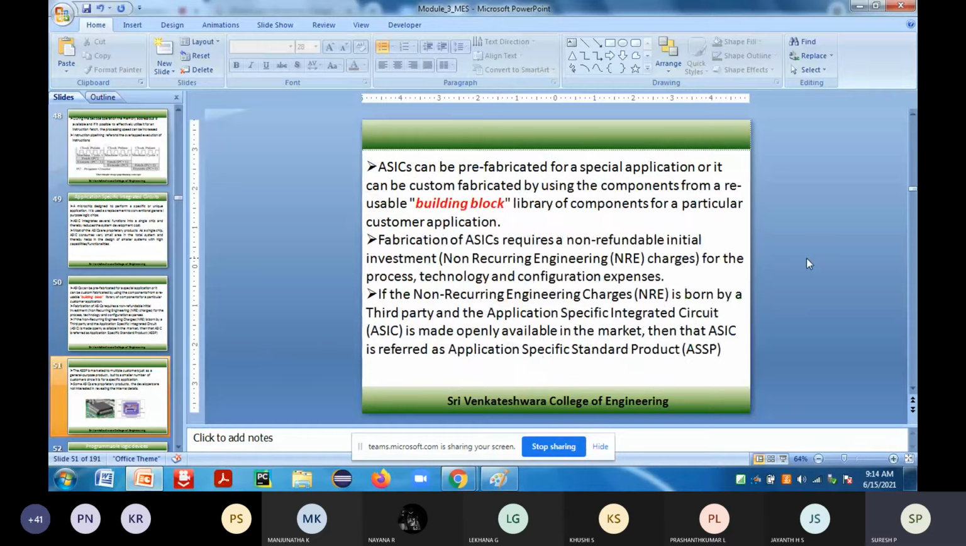Now, when you are going to have the non-recurring charges, for example, if I want to build the application specific integrated circuit, what will happen? I may not have the money because I am building that application for the first time. I have the idea, but I don't have the money to build it. If I want to, I have to lend the money, but I cannot afford that because I don't know whether that product is going to be a hit in the future or not.